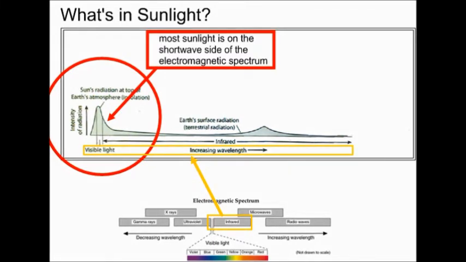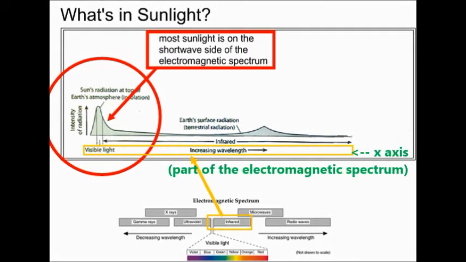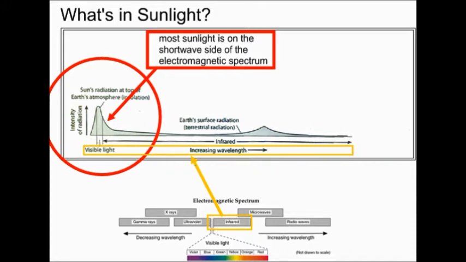This diagram illustrates what is in sunlight. On the x-axis, you can see that we have taken a portion of the electromagnetic spectrum, and that goes from ultraviolet, visible light, and infrared, and that's the portion of the electromagnetic spectrum that I've put in a yellow rectangle around. On the other axis, you can see the intensity of radiation, which is another way of saying the amount of energy, and the graph shows how much energy is in which kind of wavelength. And you can see that most of the sunlight is on the shortwave side of the electromagnetic spectrum, and that's the part that I've circled with a red circle.